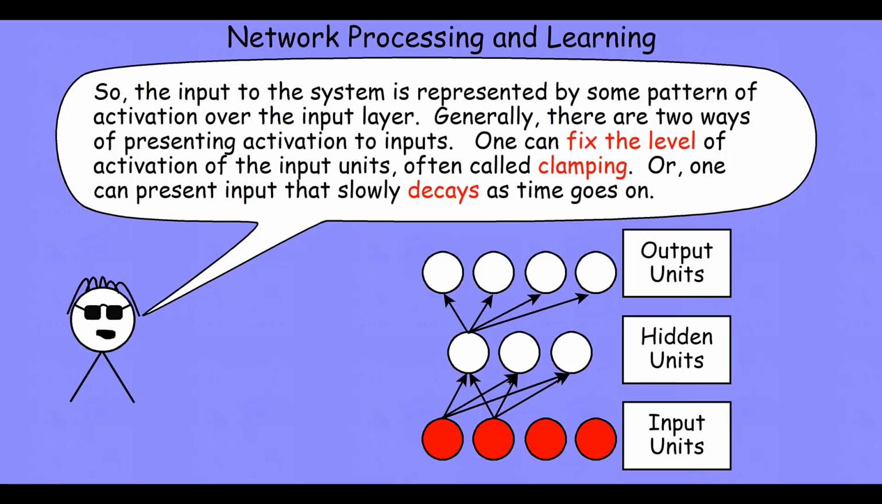So the input to a system is represented by some pattern of activation over the input layer. And generally, there are two ways of presenting activation to inputs. You can fix the level of activation to the inputs, and this is sometimes called clamping, or you can present the input and let it slowly decay as time goes by.